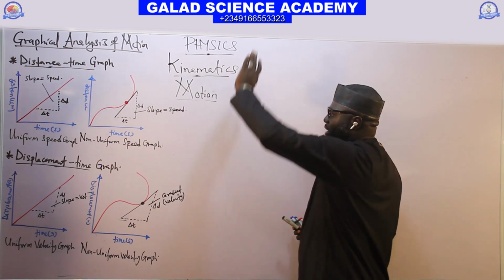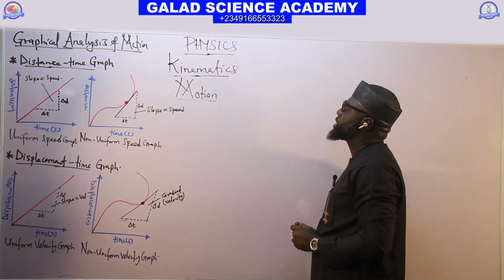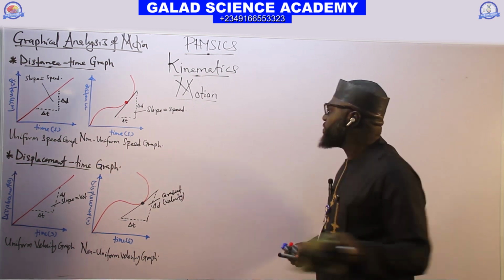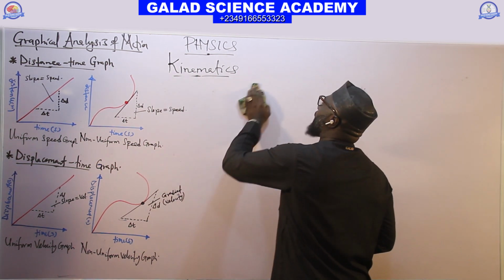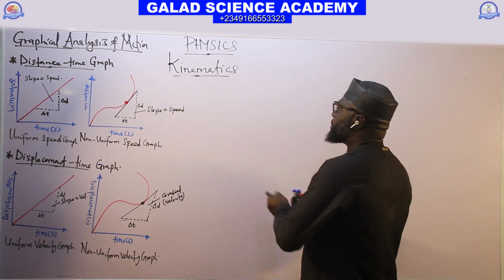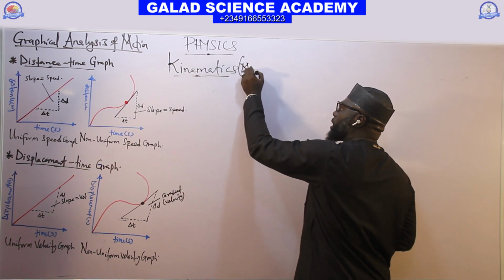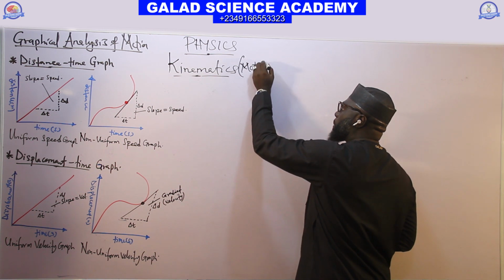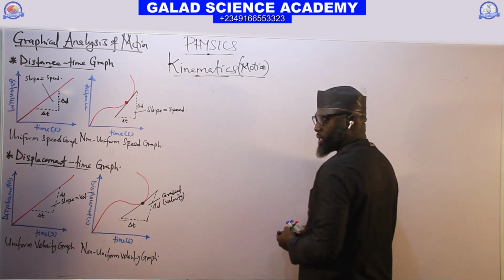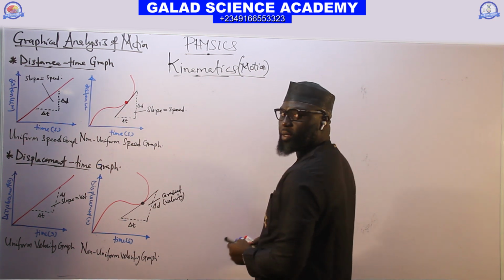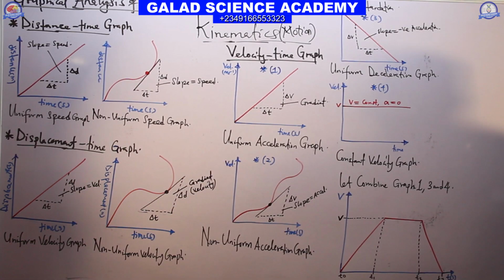So the next graph here is the velocity-time graph. Let me put motion here. Velocity-time graph. So the next one is the velocity-time graph.